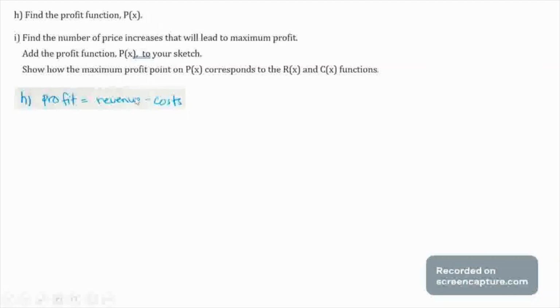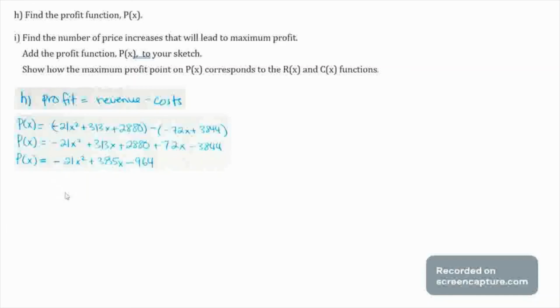So why don't you take your revenue model, subtract the cost one, and see if you can create the profit model. Okay, here's the revenue model. Here's the cost model, and you're subtracting. This is very important. I have parentheses here. That minus applies to both of these. Simplifying, get to this. Double check, make sure you can get there. There's our profit model. And then it says add the profit to your sketch.